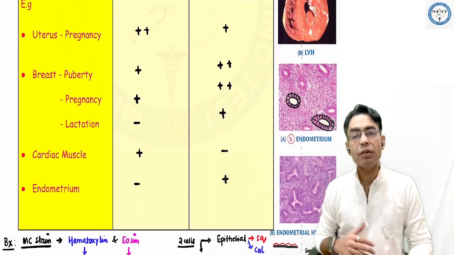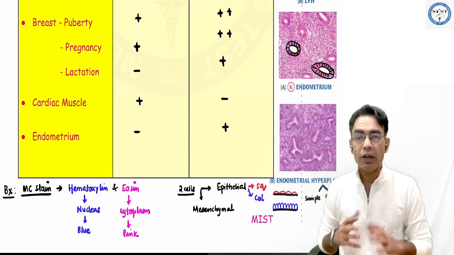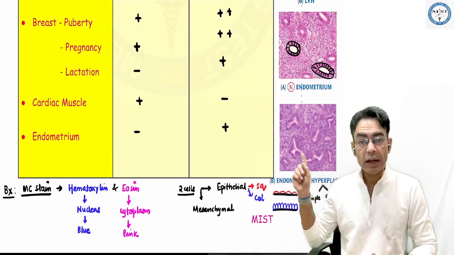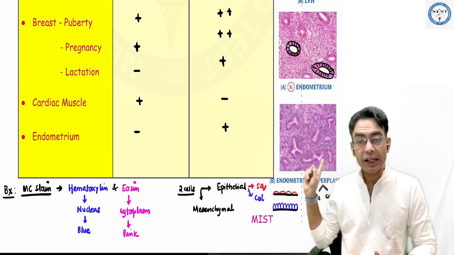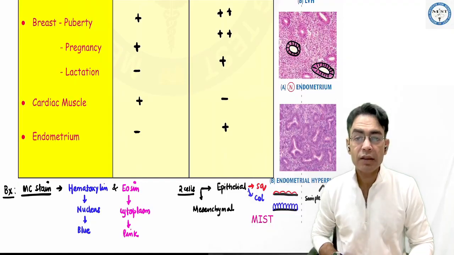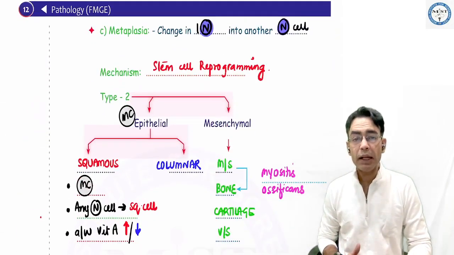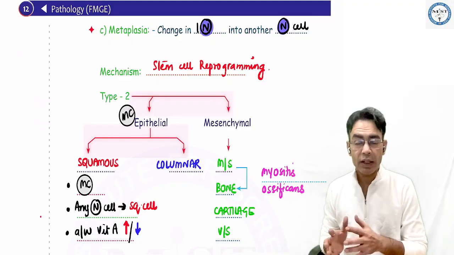And for endometrium, it will be endometrial hyperplasia. Now, in the endometrial hyperplasia, there can be 2 types, simple and complex. And the complex endometrial hyperplasia, where the shape of the glands is also changing, is a risk factor for developing endometrial carcinoma. Metaplasia is change in one normal type to another normal type.